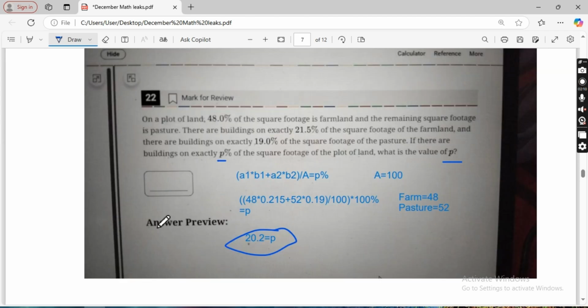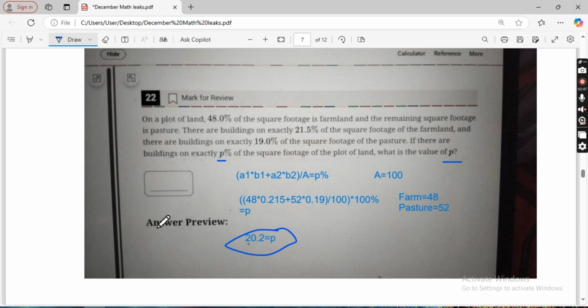And this question is asking you to work with percentages, so let's read it first. On a plot of land, just think that it's land, 48% of the square footage is farmland, and the remaining square footage is pasture. So it's divided into two sides. Some is farmland, and another one is pasture.